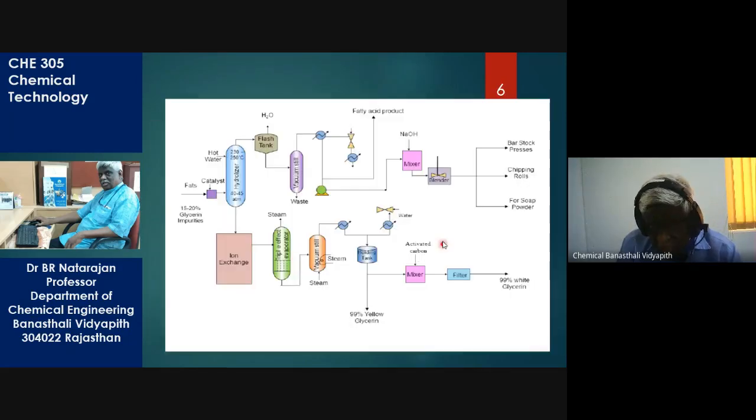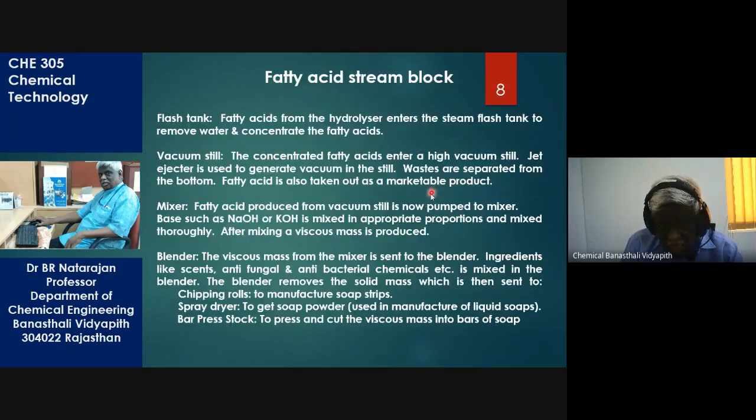Blender. The viscous mass from the mixer is sent to the blender. Now here, if you want a soap with a flavor, add scent, some antifungal, antibacterial. These chemicals are all added and mixed in the blender. The blender removes the solid mass, which is sent to either the chipping roll to manufacture soap strips, the spray dryer to get soap powder for manufacture of liquid soap, or the bar press stock to press and cut the viscous mass into bars of soap.